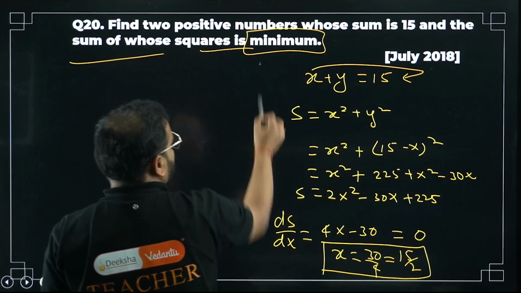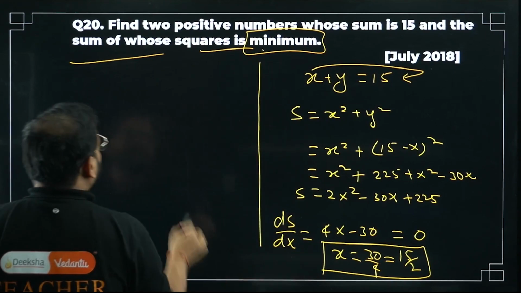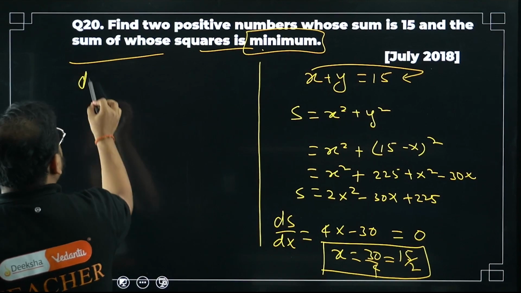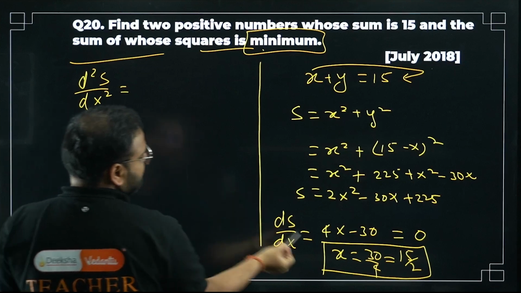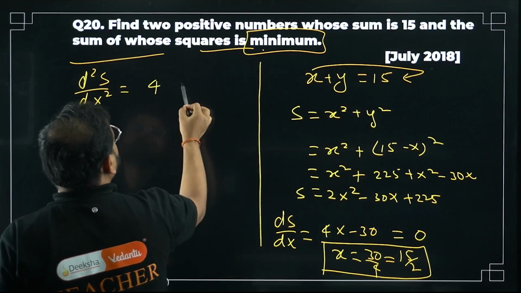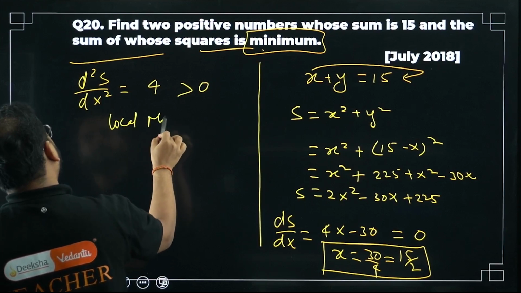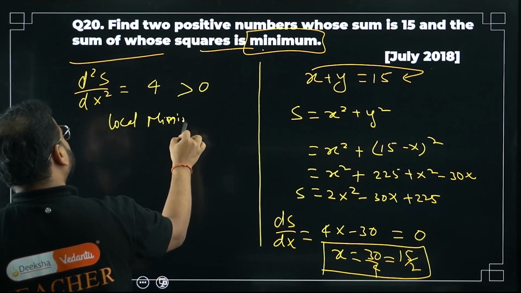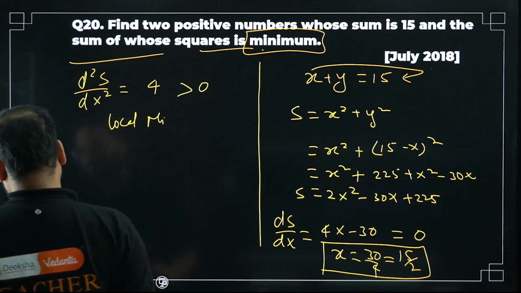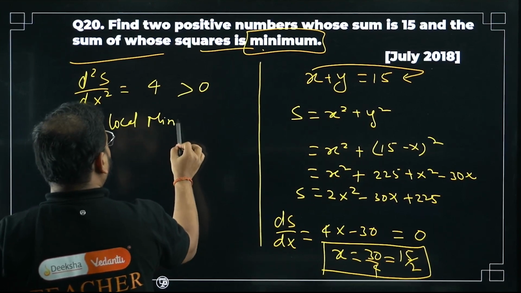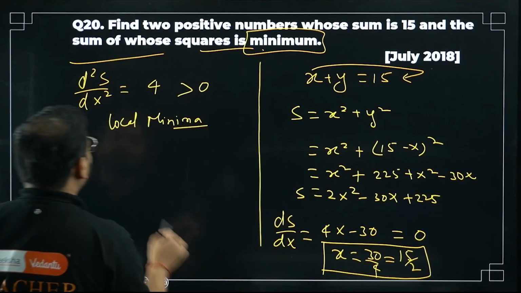Let's check for local maxima or local minima. So the second order derivative test. The second derivative will be like this. Please check here. I get this answer as simply 4, which is greater than 0. Hence, point of local minima. Which point? The critical point. The critical point will become the point of local minima, which is correct.